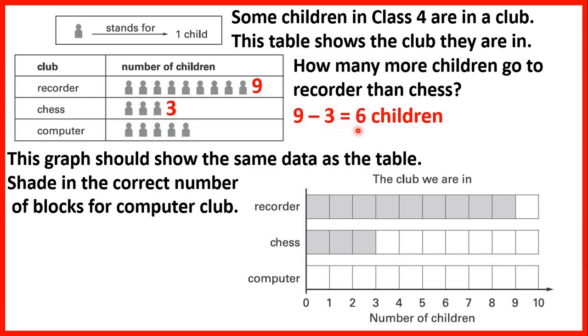9 minus 3 is 6, so that means that 6 more children go to recorder than go to chess club. This graph should show the same data as the table. Shade in the correct number of blocks for computer club. So we have 9 for recorder and we have 3 for chess. If we look at the pictogram, we can see that 5 children go to computer club, so we need to shade in the bar up to 5.